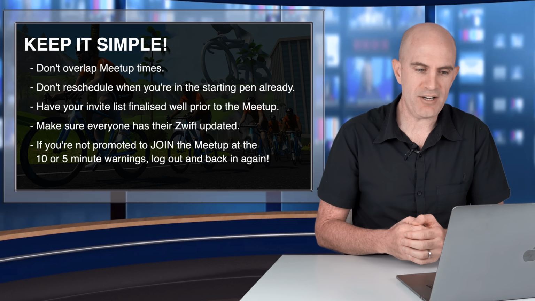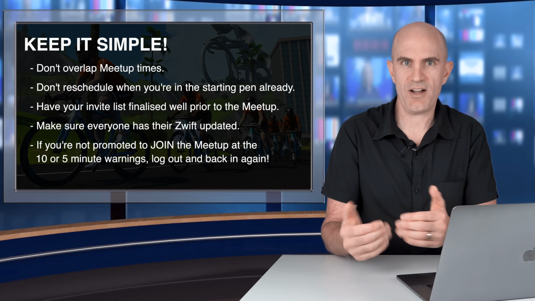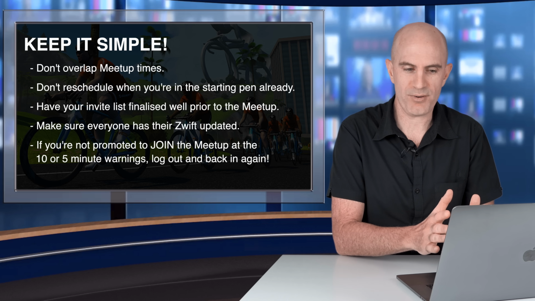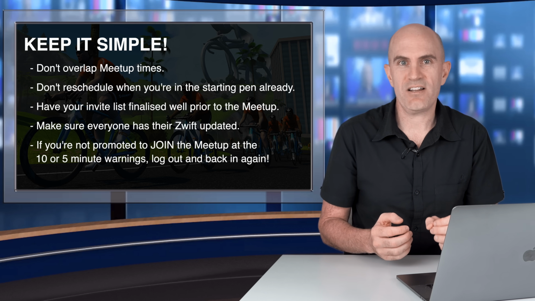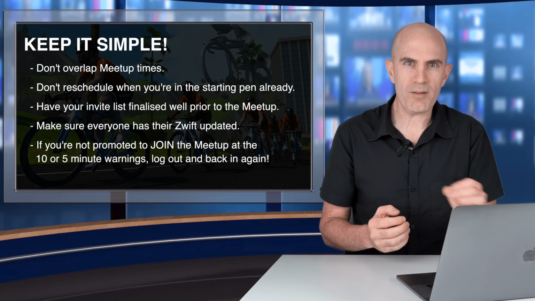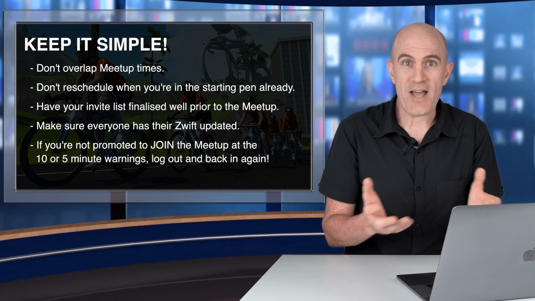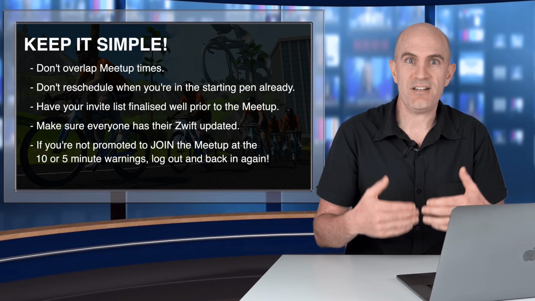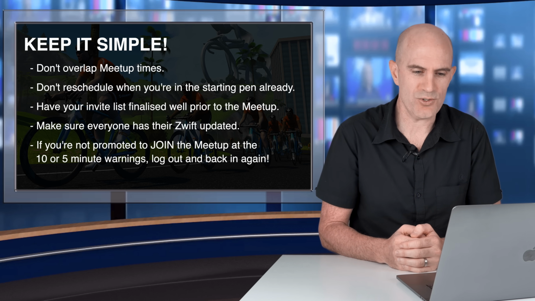Number 2, don't try and reschedule when you're in the start pen already. If you've dropped into the start pen and need to change the time, it's too late. You needed to do that well prior to dropping into the game. Number 3, have your invitee list finalized well before the event. And by well before, I mean at least 10 minutes prior. So preferably a few hours prior so everybody can clip in and know what's coming up, but don't try and add people too late. It's not going to work out too well.